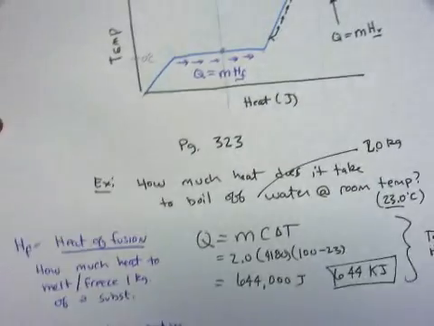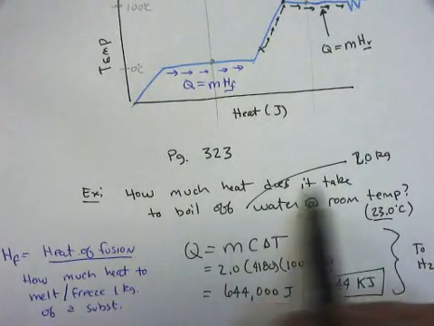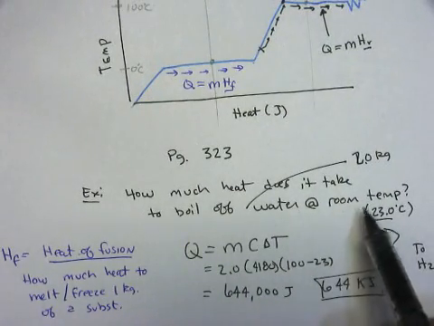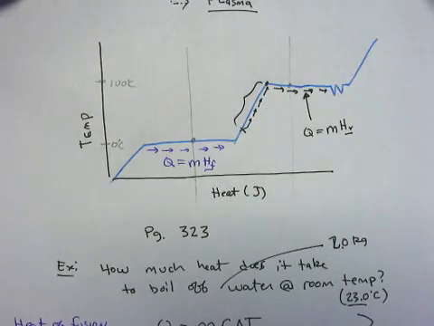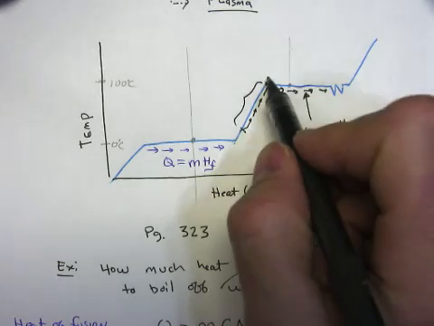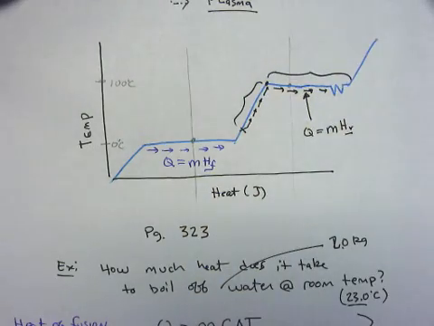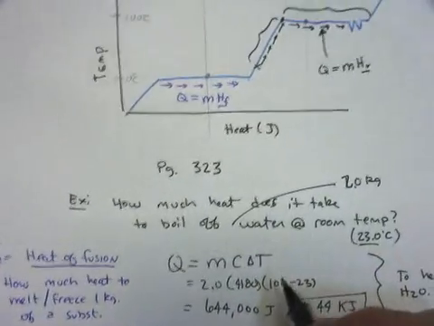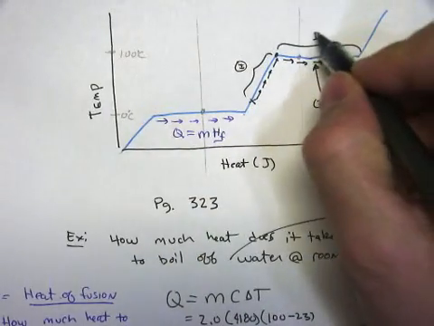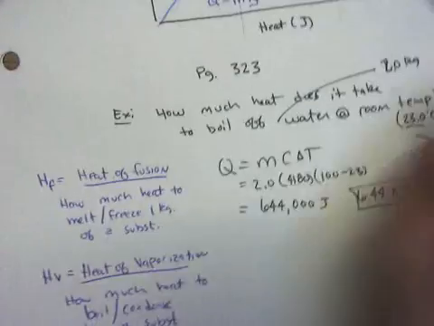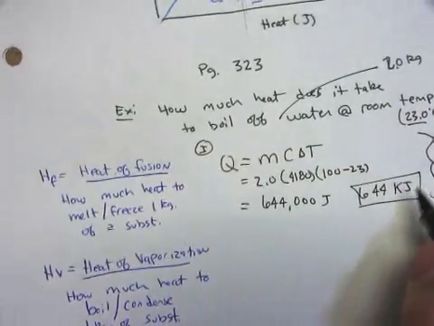So here's where we're going to use this. Back to my question, how much heat does it take to boil off water at room temperature? Well, we've figured out how much heat it takes to raise the temperature. Now I have to figure out how much heat it takes to boil it off. So this is my second phase. So this is step 1, heat it up. Step 2, boil it off.